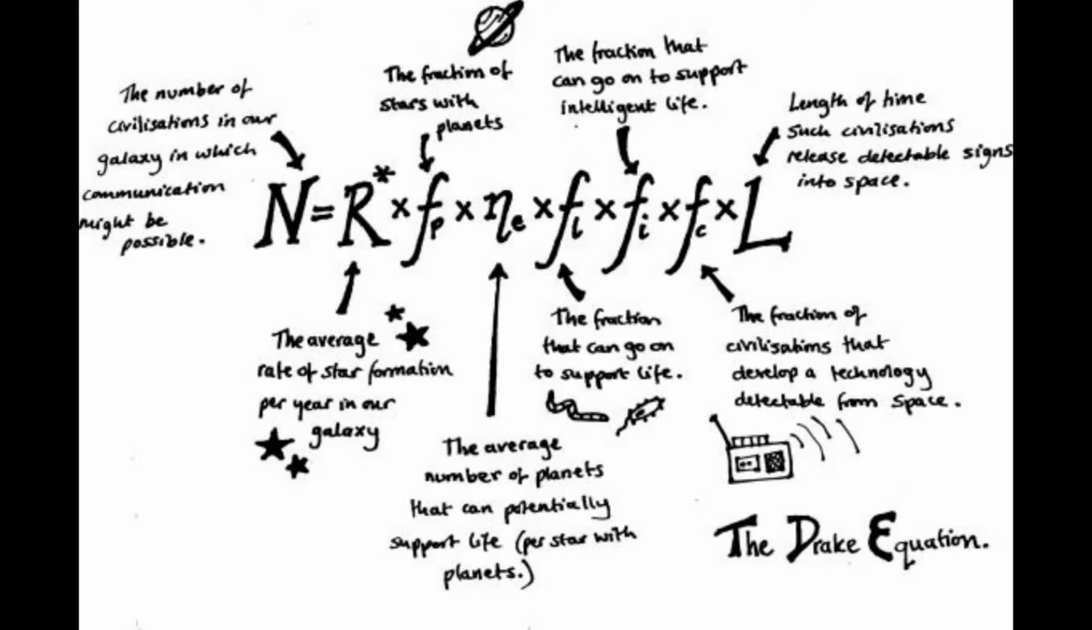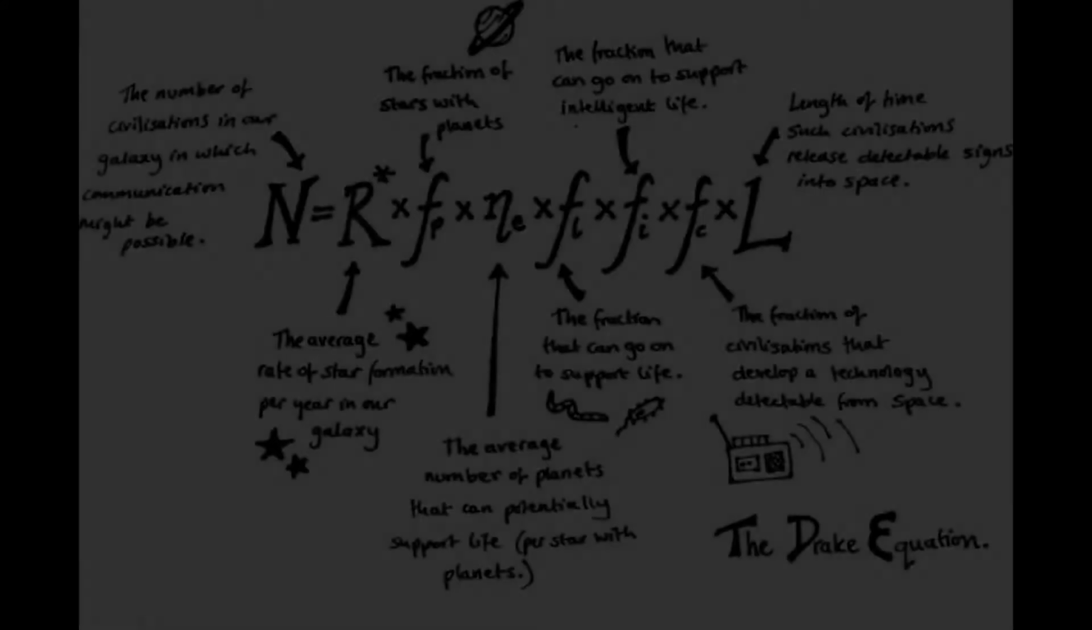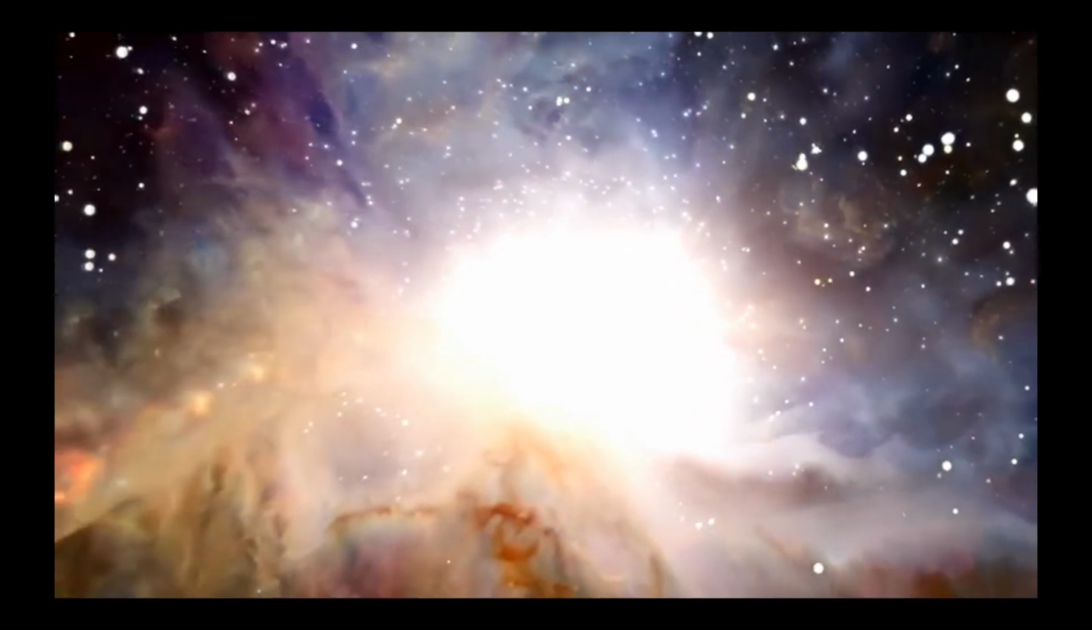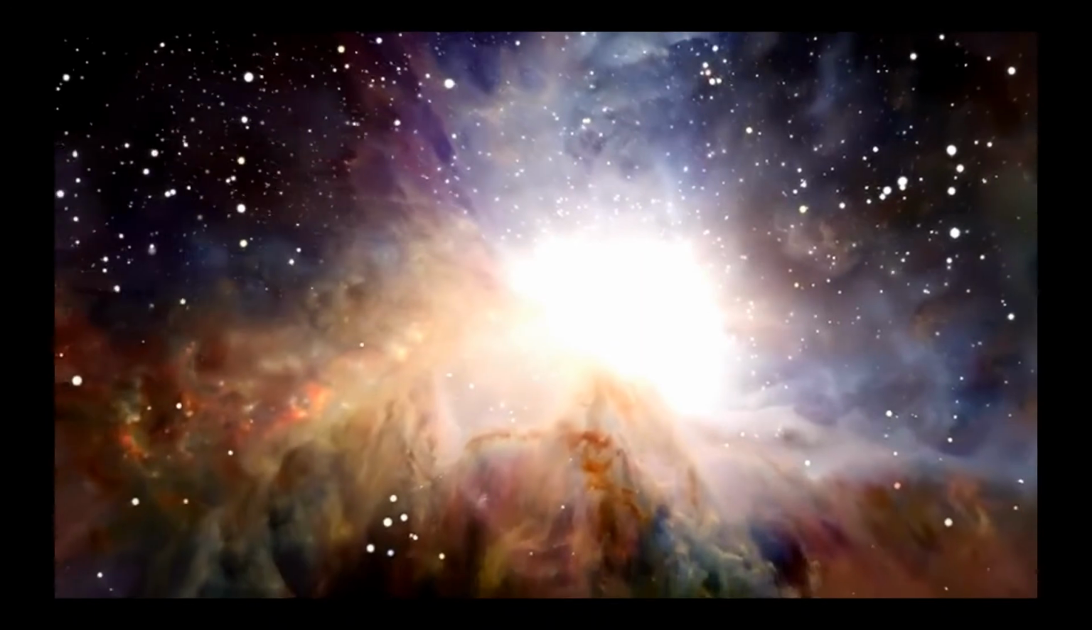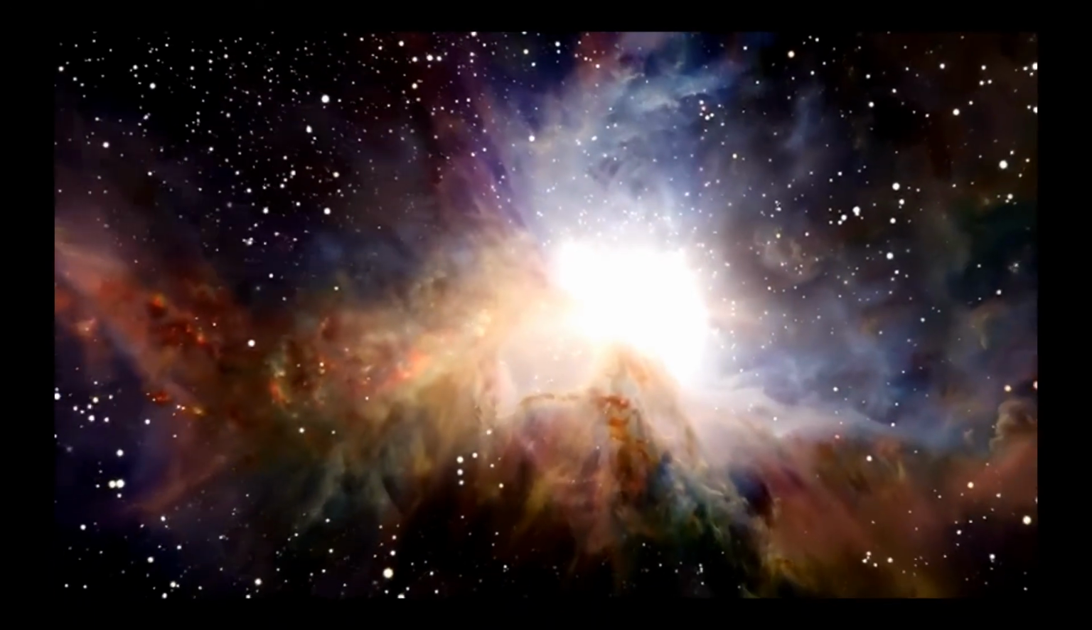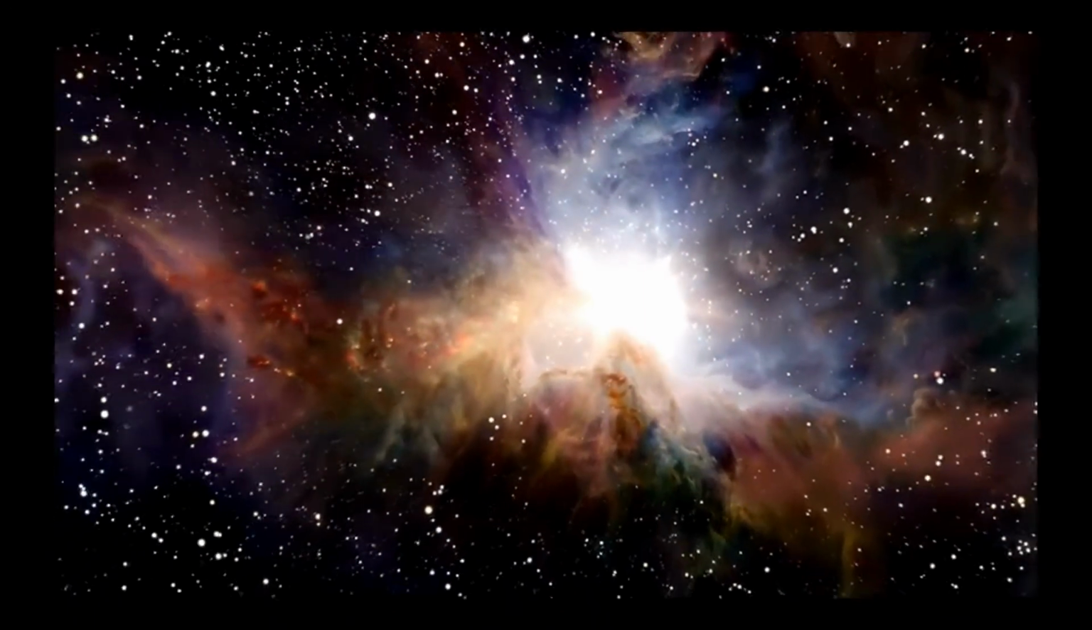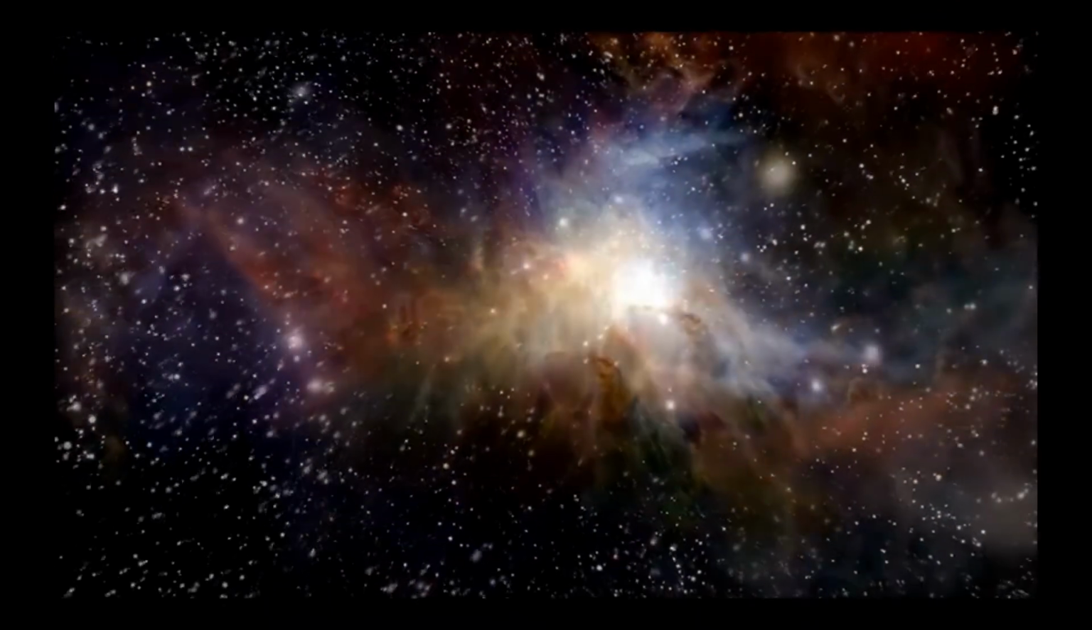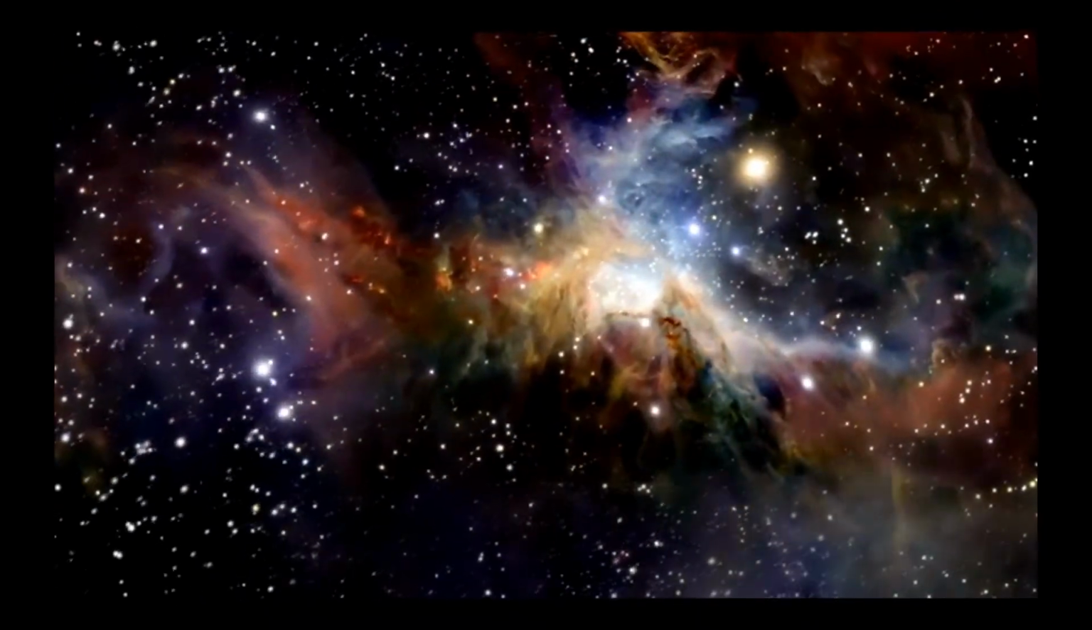fl equals the fraction of the above that actually go on to develop life at some point. fi equals the fraction of the above that actually go on to develop intelligent life. fc equals the fraction of civilizations that develop a technology that releases detectable signs of their existence into space.